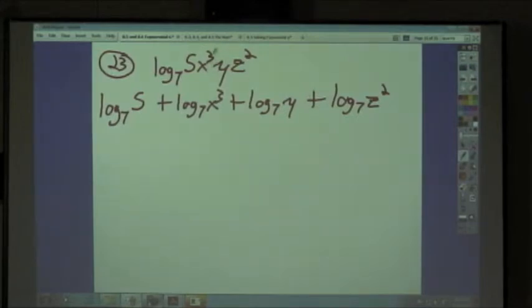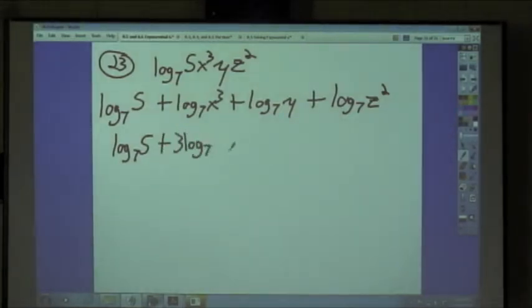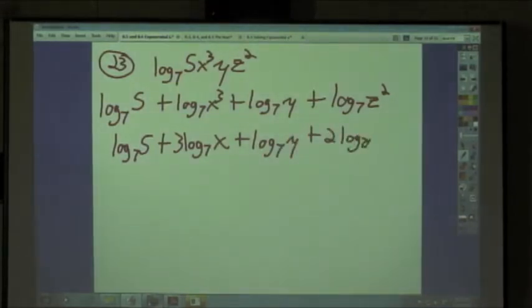So I'm splitting all of that multiplication up with addition in between each one. So if it's multiplication in here, it splits up as addition. If it's division, it splits up as subtraction. One other thing you can do is if it has an exponent like this 3 and this 2 on the x and on the z, you can also take that number and put it in front of the logarithm. 3 times the log base 7 of x and 2 times the log base 7 of z. So that would be completely expanded.